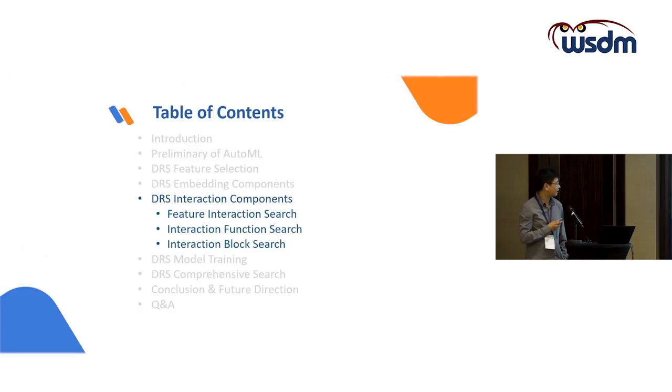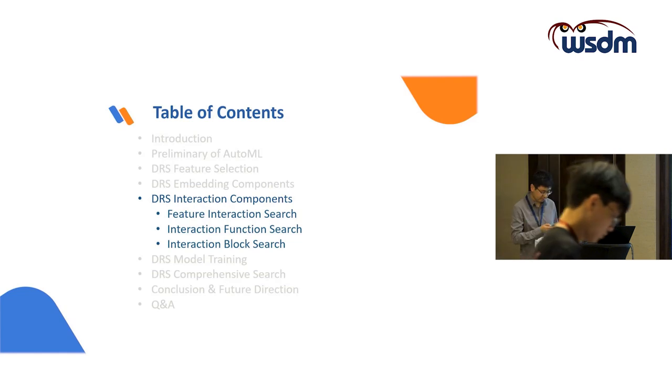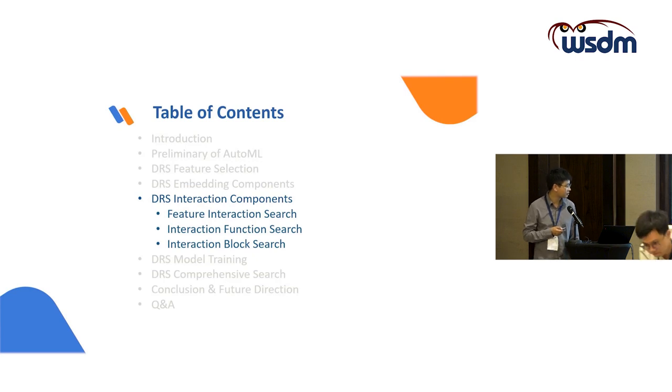Okay, so hello everyone. I'm Tan Ruiming from Huawei Noah's Ark Research Lab. In the afternoon, I will continue, starting from the second part. I will introduce some AutoML approaches to search for interaction components in deep recommender systems, which consists of three different topics: feature interaction search, interaction function search, and interaction block search.